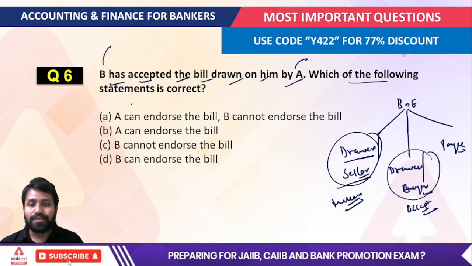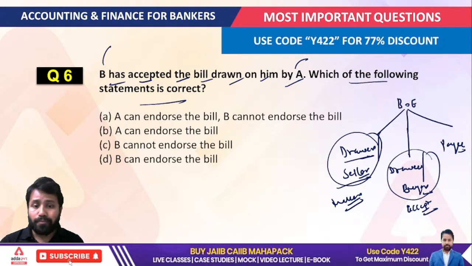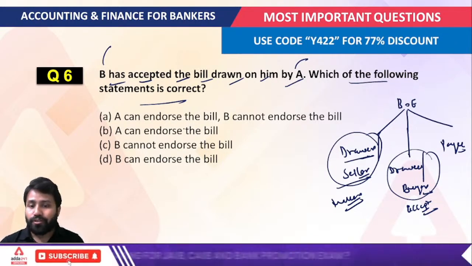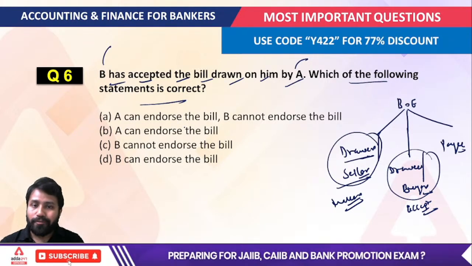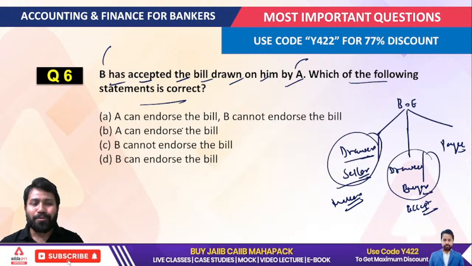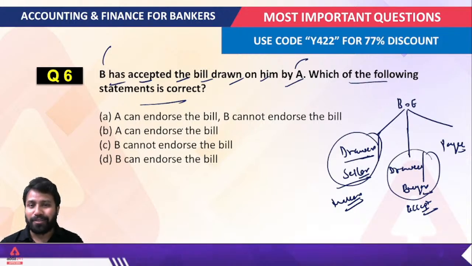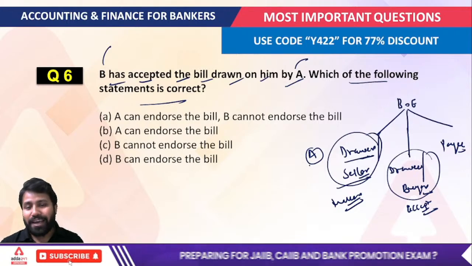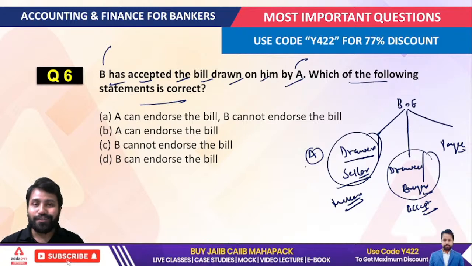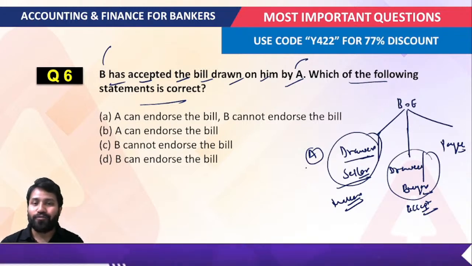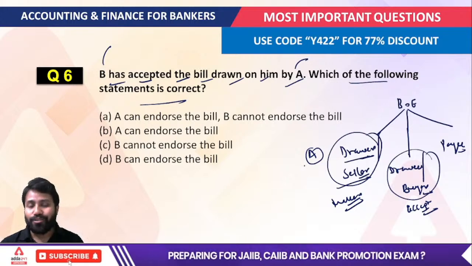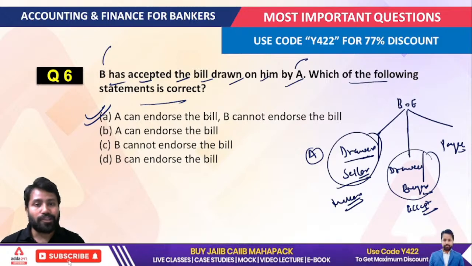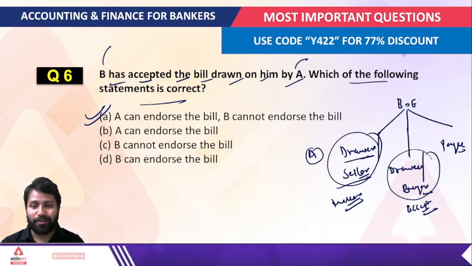So which of the following statements is correct? A can endorse the bill but B cannot endorse the bill, or B can endorse the bill. What would be the correct answer? Who requires the money in this case? Definitely you will say A requires the money, so A will decide that. So the correct answer is that A can endorse the bill, B cannot endorse the bill. I'm hoping that you are getting my point here. Next question.